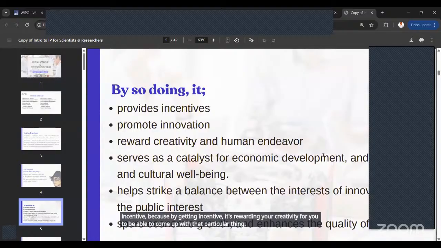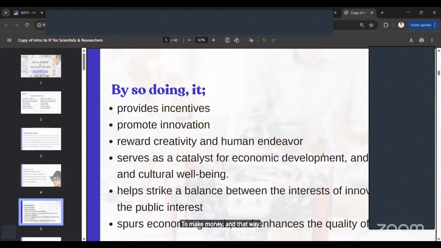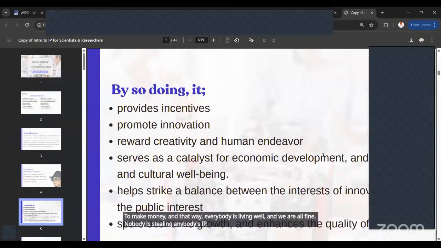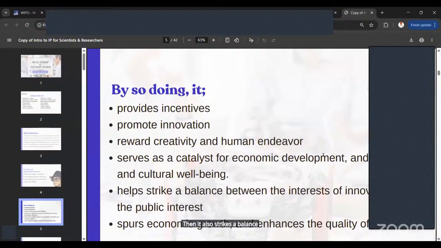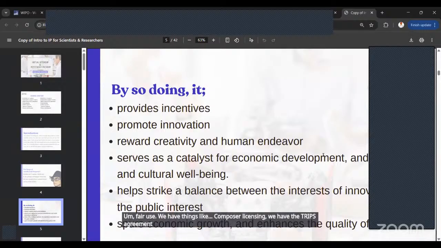It also serves as a catalyst for economic development. Everybody in the economy is able to use their IP rights to make money, and that way everybody is living well and we are all fine. Nobody is stealing anybody's IP. Then it also strikes a balance between the interest of you, who is the innovator or the author, and the public interest. And in this case, that's why we have things like fair use, compulsory licensing, the TRIPS agreement, and so on and so forth.